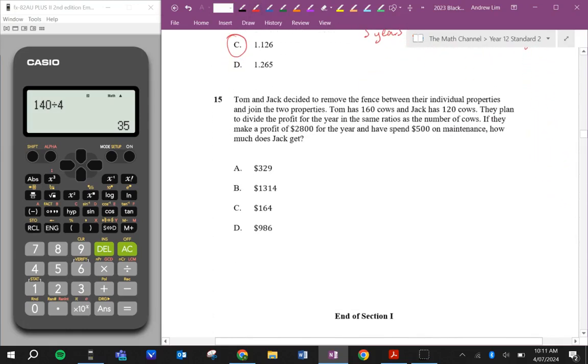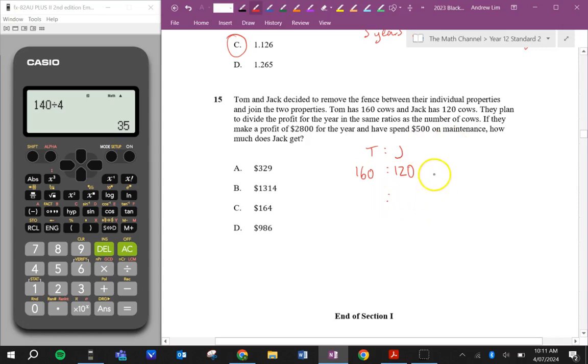And last multiple choice, Tom and Jack decided to remove the fence between their individual properties and join the two properties. Tom has 160 cows and Jack has 120 cows. They plan to divide the profit for the year in the same ratios as the number of cows. So Tom to Jack is 160 to 120. If they make a profit of $2,800 for the year and have $500 on maintenance, how much does Jack get? Okay, so profit of $2,800, they need to spend $500, so that means there's only $2,300 to split.